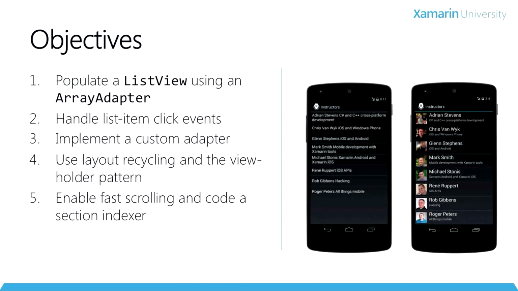In this class, we're going to work with the list view and two different types of adapters that supply rows to list views. Our objectives are, first, to use the array adapter to populate a list view with some simple data. Then we're going to look at responding to item click events to determine which item was selected by a user. Then we're going to code our own adapter to customize the row UI. Then we're going to look at a few common performance optimizations that you'll want to do when you're using list views. And finally, we'll help the user navigate large lists of data by showing pop-up section headers to let them know where they are in the list.